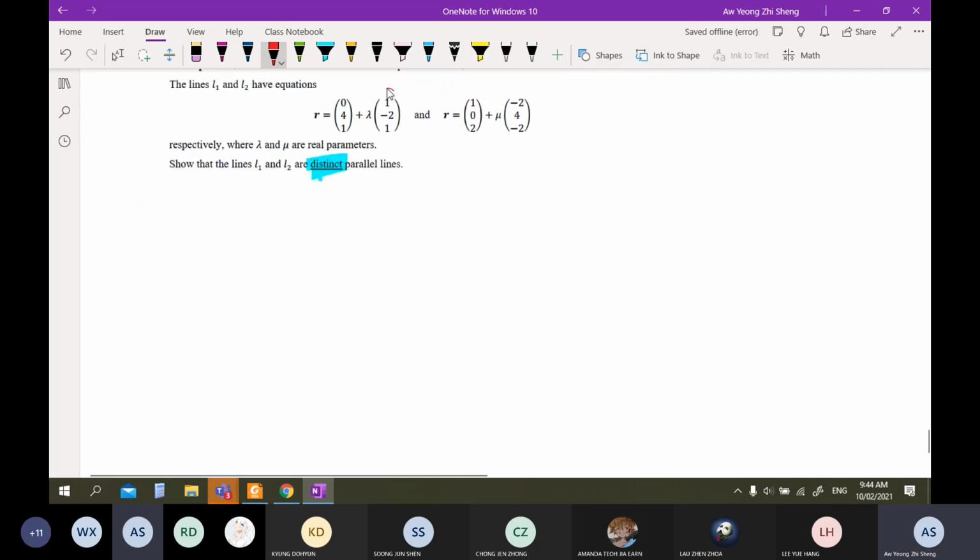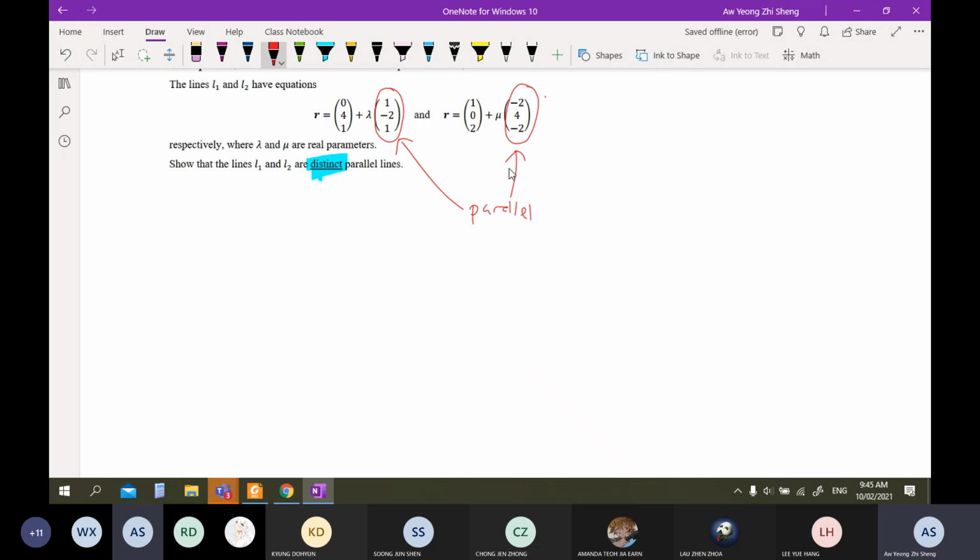First thing is to compare their direction vectors. Compare their direction vectors and notice that these two are actually parallel, by noticing that one is a scalar multiple of the other. So that's the first thing to do.